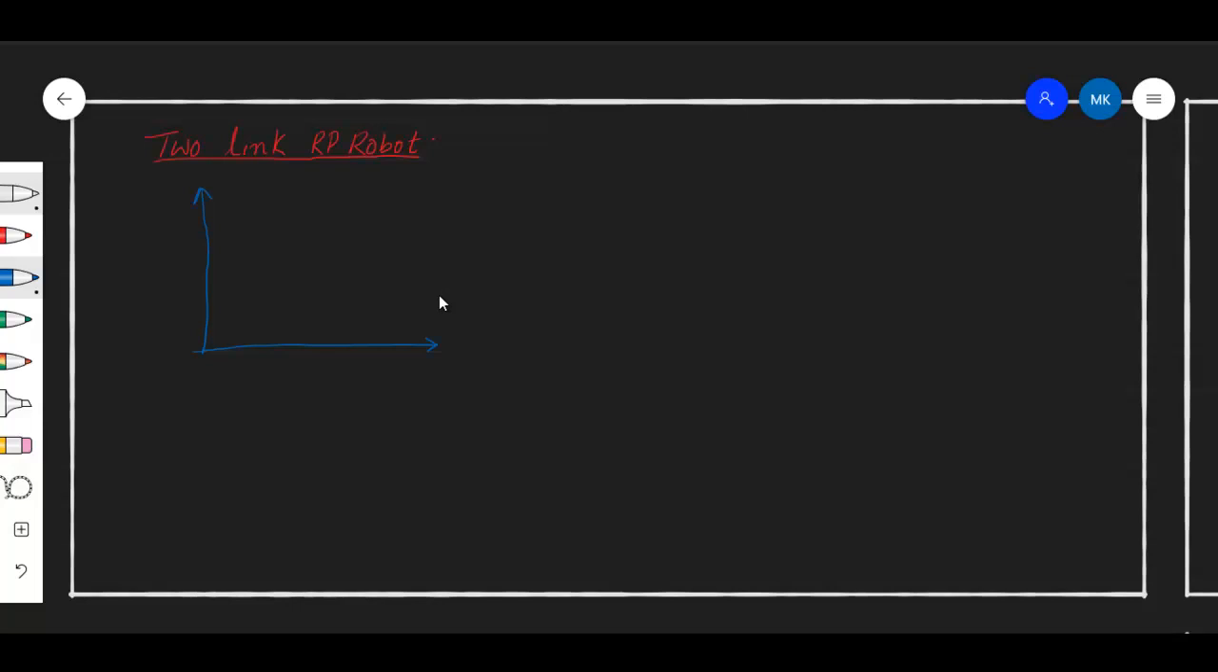So let's now discuss the derivation of the equation of motion of the two-link RP robot. RP here refers to revolute and prismatic, the type of joints. So it's again a two-link robot, but it has a different configuration than that of a two-link RR manipulator, where we have both the joints being revolute. Here we have revolute and prismatic.